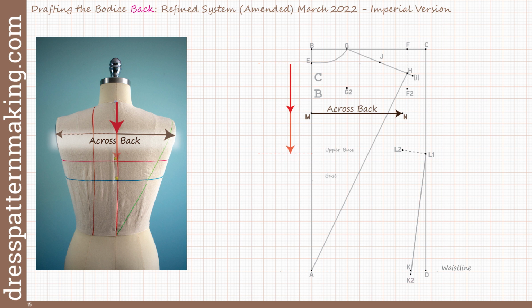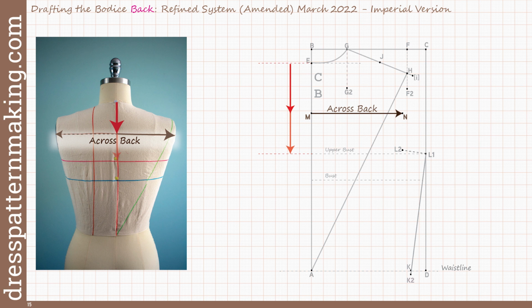In my instructions for taking the measurements, I said to take the across back measurement about halfway between the centre back neck and the upper bust line. So measure from point E, the centre back neck point, to the upper bust line and divide that by 2. Using that measurement, mark point M, which is the placement for the across back measurement.